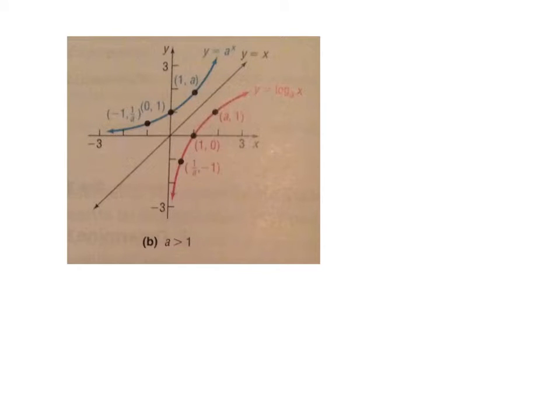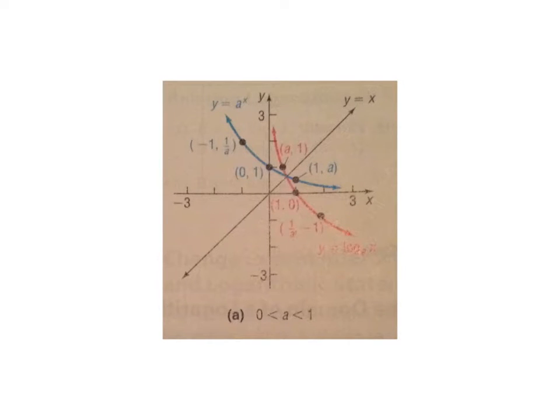Remember, this is when our base is greater than 1, such as if you had y equals 2 to a power of x, and the constant is positive. Alright, and when our base is a fraction, whenever our a is between 0 and 1, the graphs of the exponential and corresponding logarithmic functions would look like this.